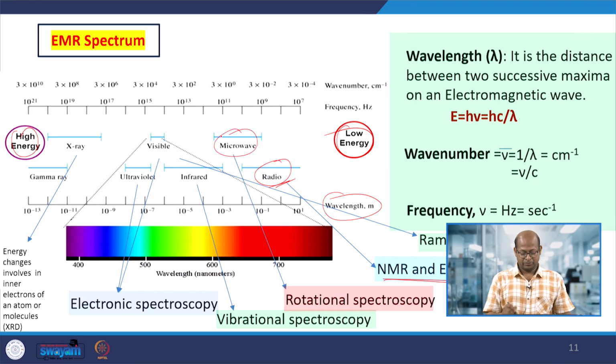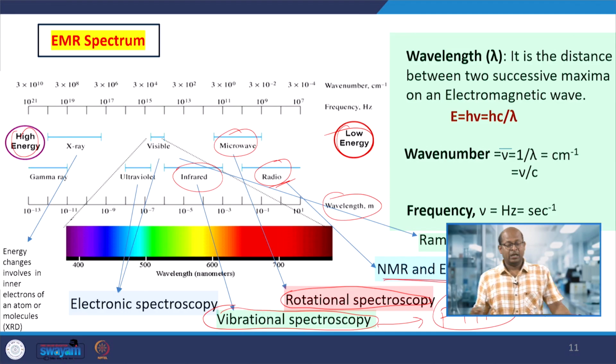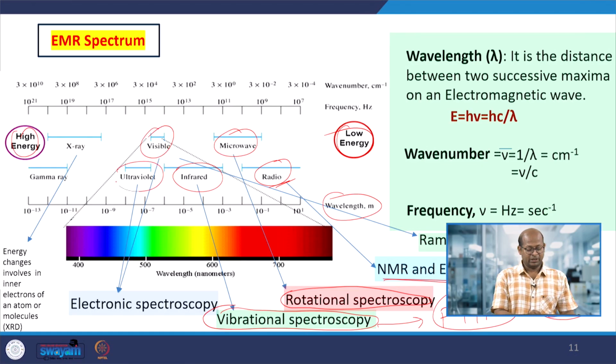When it is microwave range, that can be used for rotational spectroscopy, and when it is infrared, so vibrational spectroscopy, that is actually used in FTIR. So that is why I am saying, here mid IR can also be split up into three different ranges: mid IR, far IR, and near IR. Mid IR is used for FTIR spectroscopy.